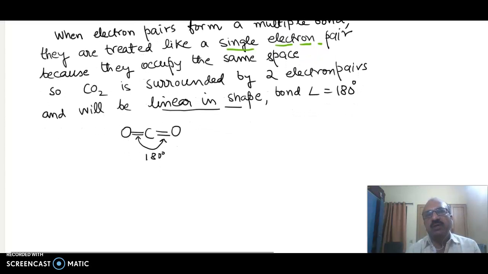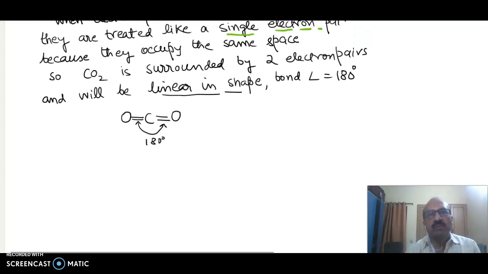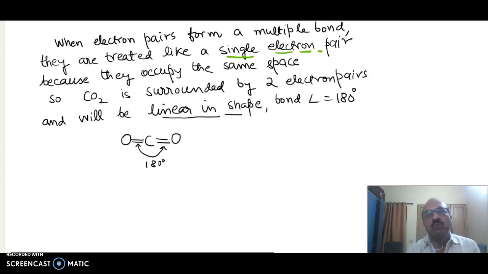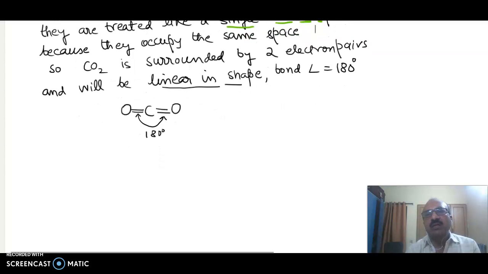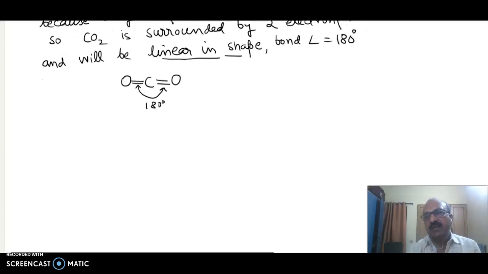So now you have to keep in mind that a multiple bond is considered as a single electron pair in the application of VSEPR, because those multiple electron pairs cannot move to different positions. They occupy the same position, so they are like a single bond. So keeping this in mind, it's easy to understand why carbon dioxide is linear in shape.